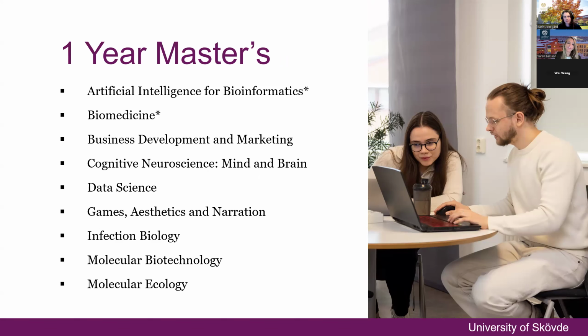Then we have our 1-year masters. They're artificial intelligence for bioinformatics and biomedicine. And those two with the asterisks there run in the spring, just so you know. For the autumn semester, we have business development and marketing, cognitive neuroscience, mind and brain, data science, games aesthetics and narration, infection biology, molecular biotechnology, and molecular ecology.